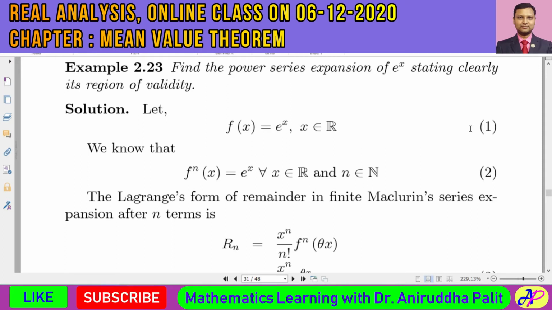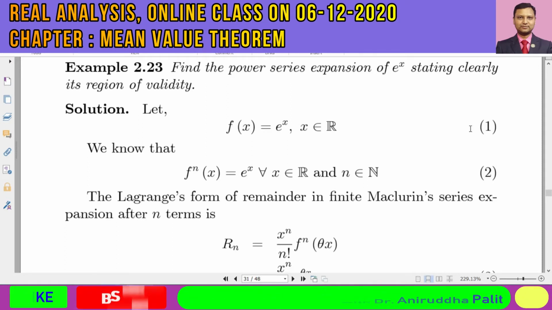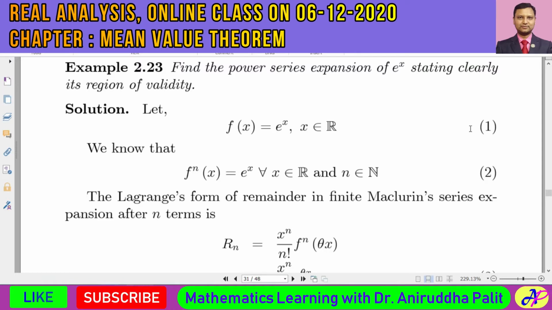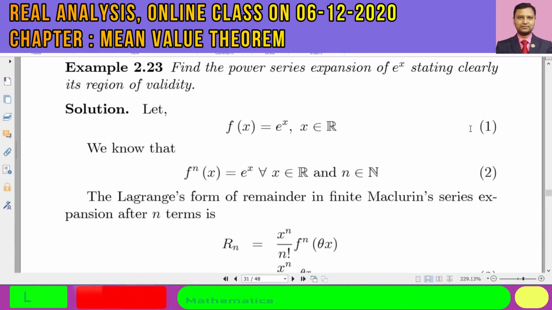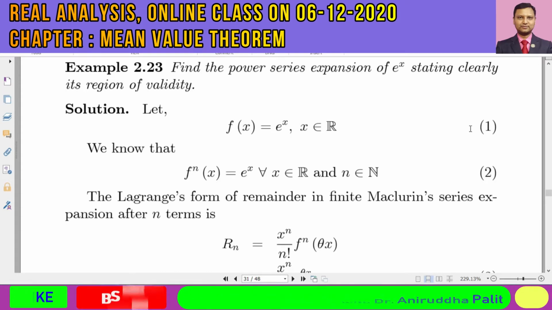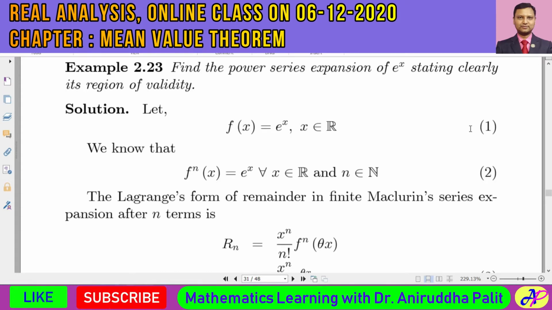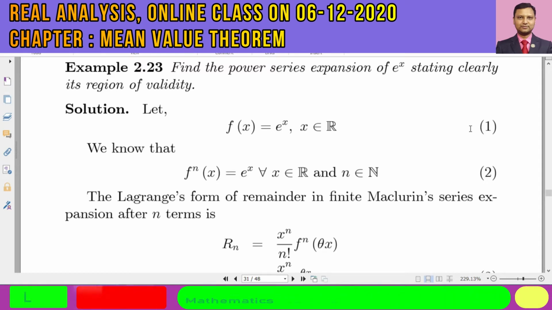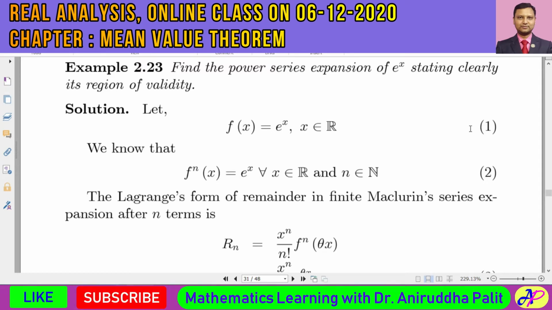Everybody. Today I am going to start with this example, but this example is actually related to the infinite expansion of Taylor series. What is an infinite Taylor series? We all know that the Taylor series may be in Lagrange's form or in Maclaurin's form. We already have proved Taylor series earlier.